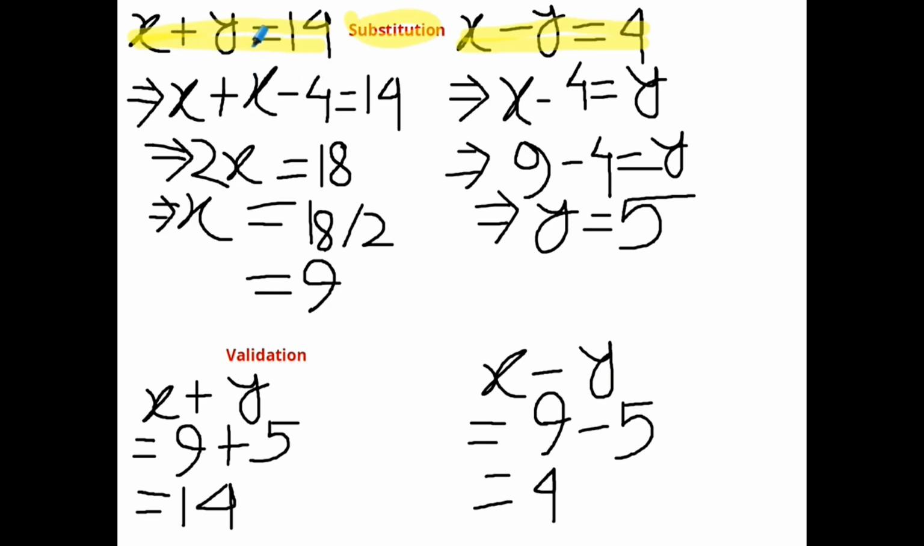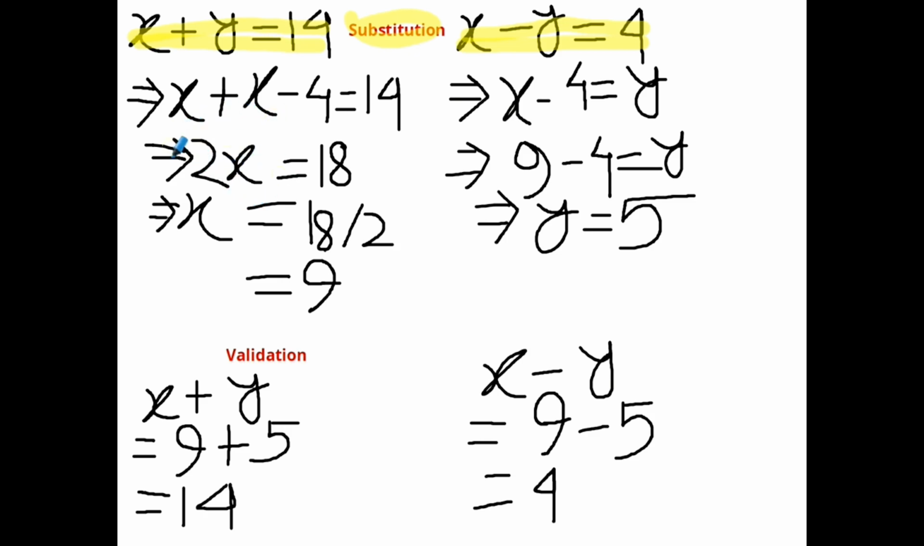Now look at these equations: x plus y equal to 14 and x minus y equal to 4. In the substitution method, what we are doing is substituting one variable, taking its value from another equation. Suppose in equation 2 I am trying to find y in terms of x and the constant term, that is 4. So I have changed the side of the variable. Now y has become x minus 4, which I have put here in equation number 1.